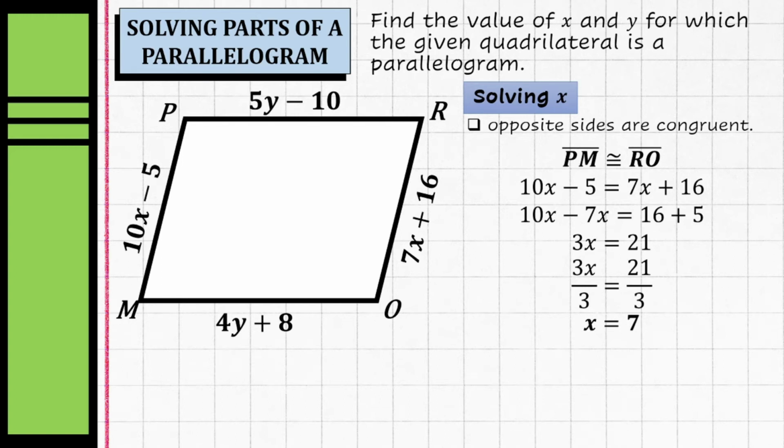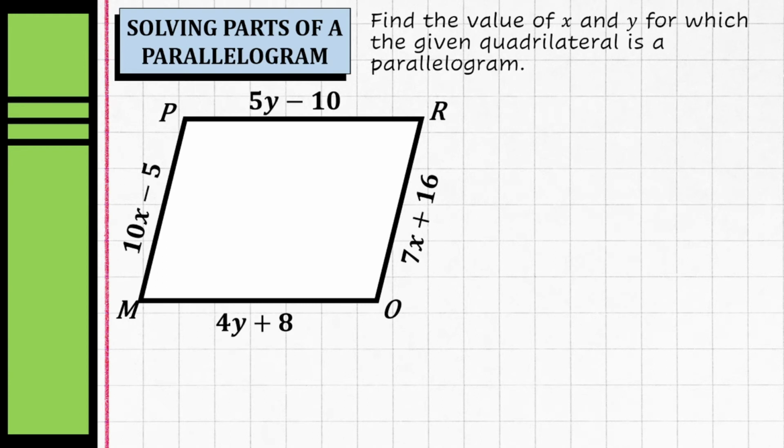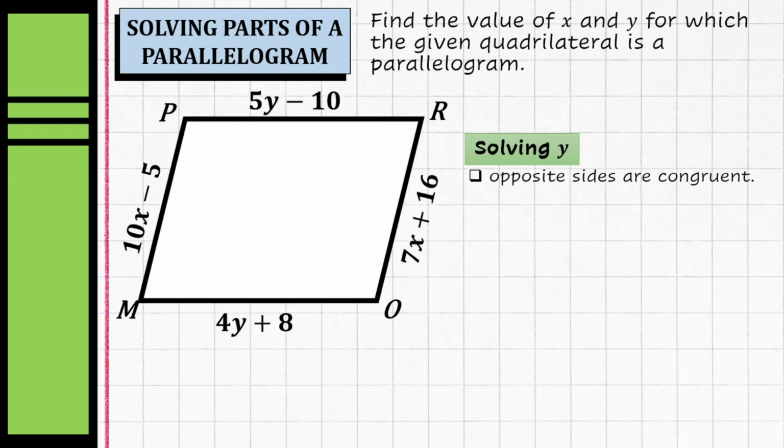Okay, now let's solve for the value of y. Now, in solving for the value of y, we're still going to use that opposite sides are congruent. So, we can say that side PR is congruent to side MO. Okay, let's substitute our given. We have 5y minus 10 is equal to 4y plus 8.